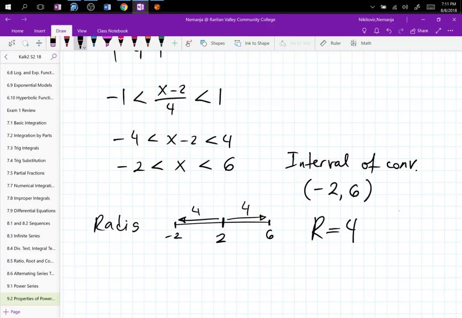Well, we know the radius is half of the diameter. Diameter is the whole length, so radius is half. Now you might ask, why is this called the radius of convergence? The answer to that is Laurent series in complex variables, and those series are two-dimensional series.